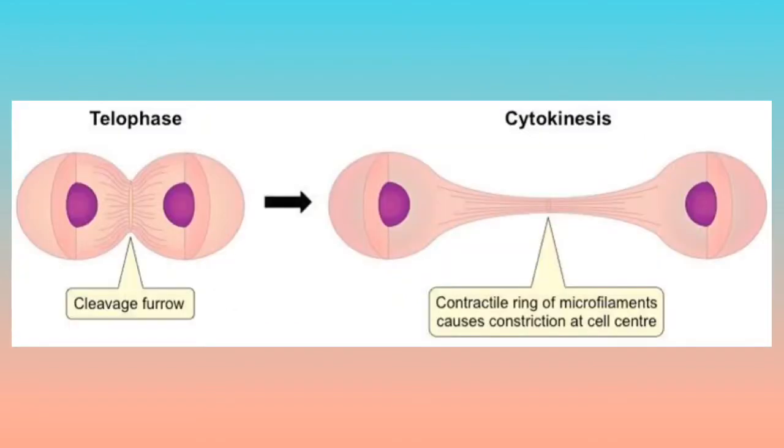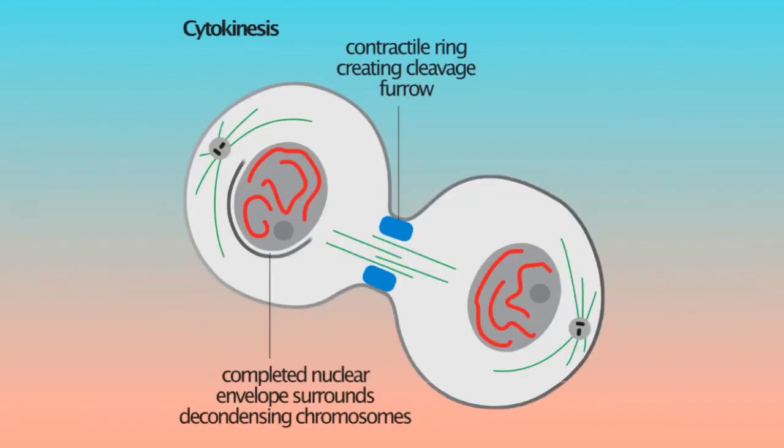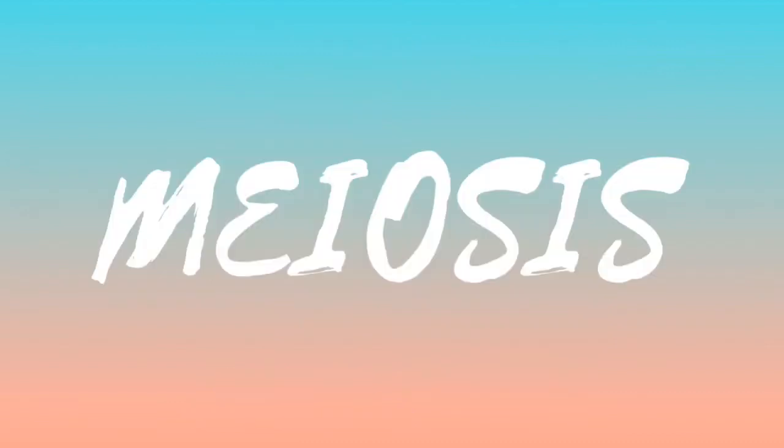Two genetically identical daughter cells are formed after the end of cytokinesis. The new daughter cells are identical diploid cells. Each cell contains a full set of chromosomes.